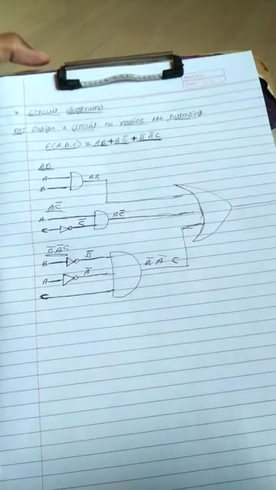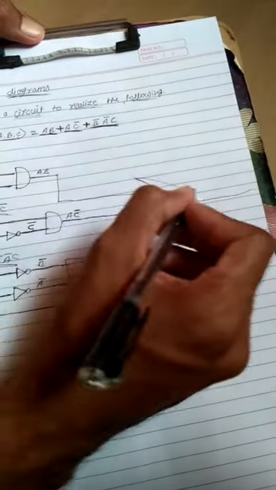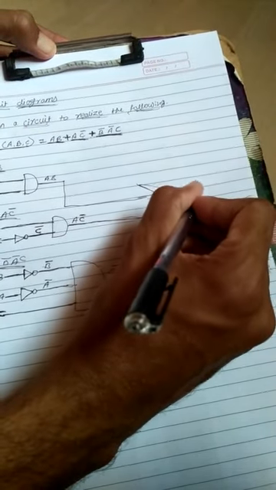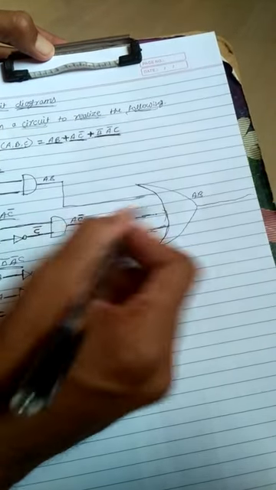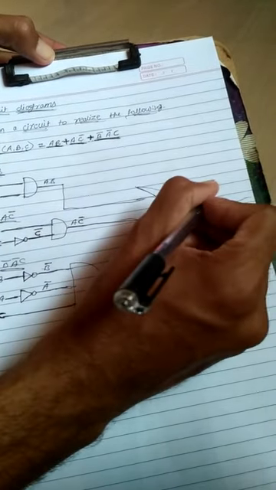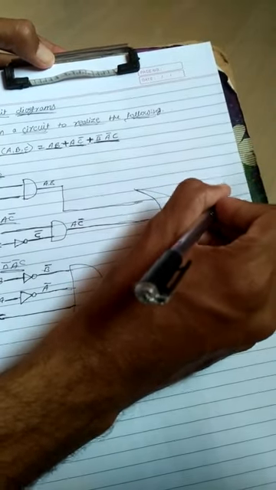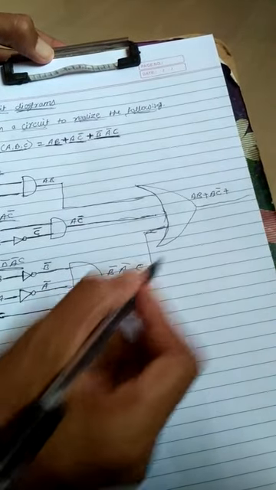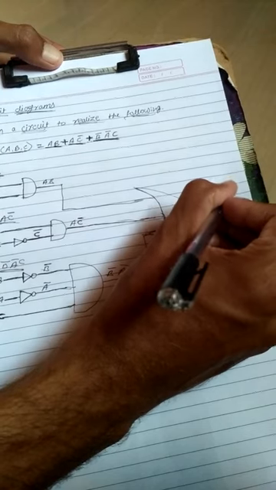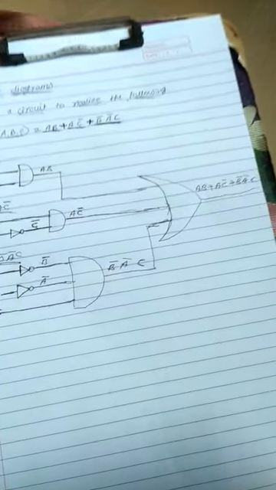Here you will get the final expression. Here we can write the final expression. This expression will get AB. OR gate is there, means plus symbol. AC bar, you will get the AC bar. Again OR gate is there, you will get the plus symbol. A bar, B bar, C, B bar, A bar, C. You get the final answer.